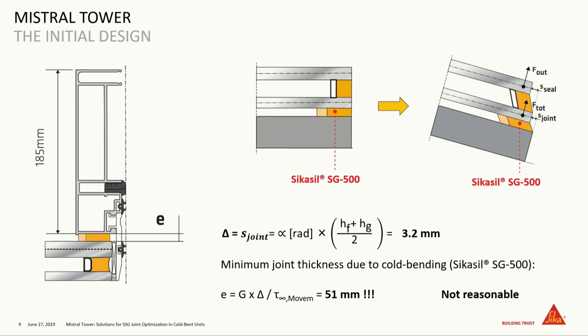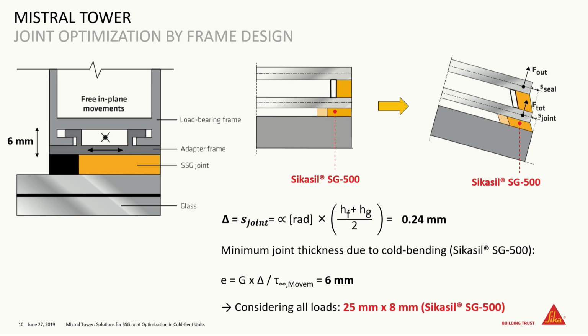Then we thought about the whole situation, and we had to find a different way. First, a discussion with the facade builder itself: change the frame. With changing the frame, putting in an adapter frame, which allows a certain movement in all directions. With this, the displacement itself was reduced by a lot, from 3-point-something millimeter to 0.2 millimeter. And now, with this adaptation, 6 millimeters in thickness of joint would be more than sufficient. Considering all other loads as well, we would end up with 25 by 8 millimeter. A reasonable joint dimension, but the problem was a complete redesign of the project, also not feasible.